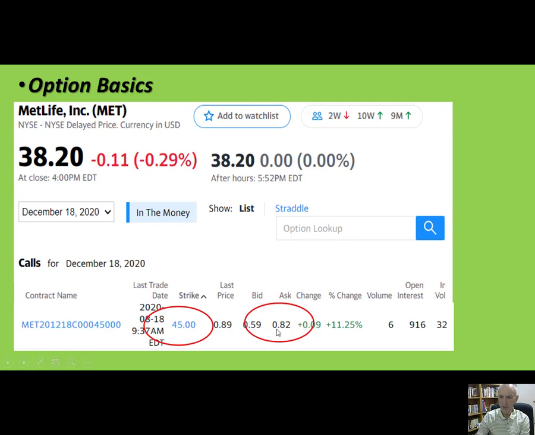Again, I can't tell you why. There's a little bit more volume here. There's 6 contracts out there, so 6 times 100, but 6 contracts out there. But you have to pay 82 cents.